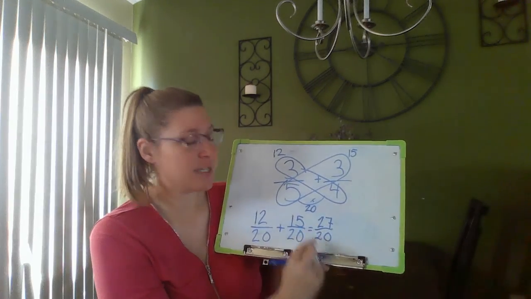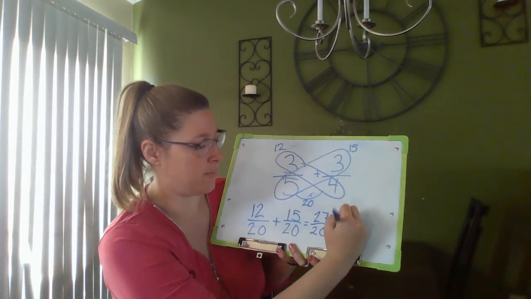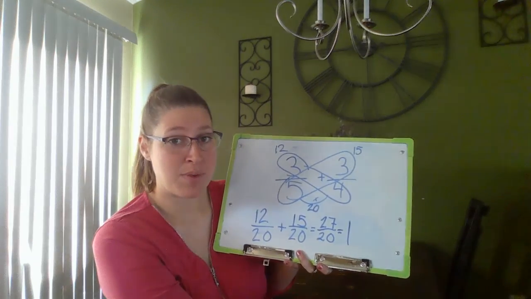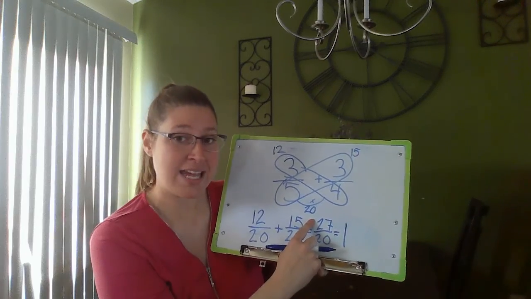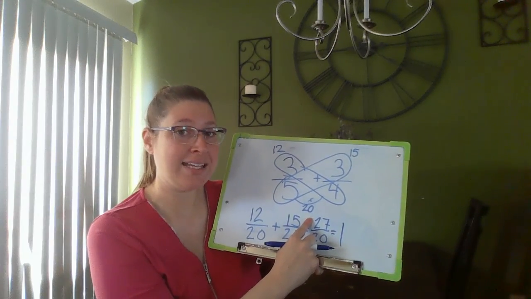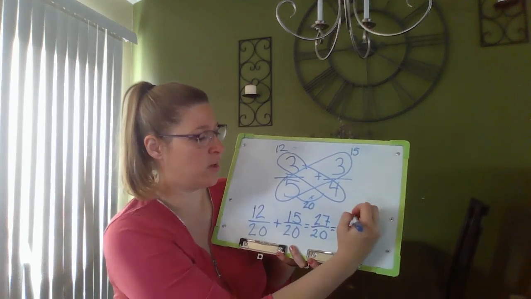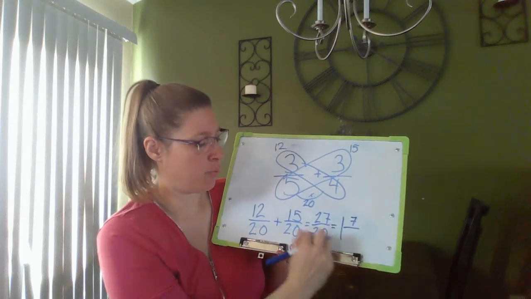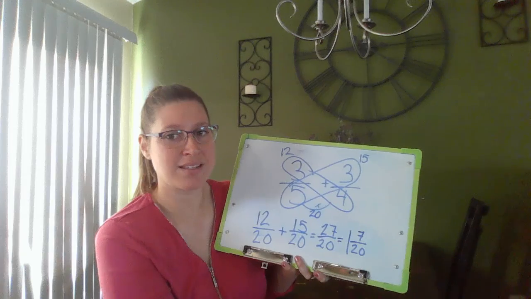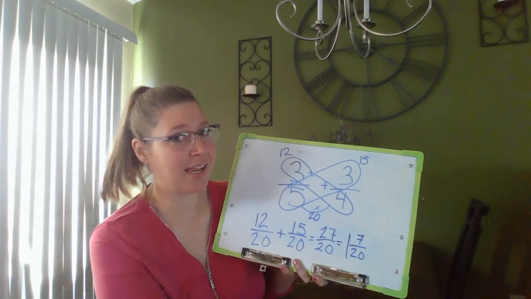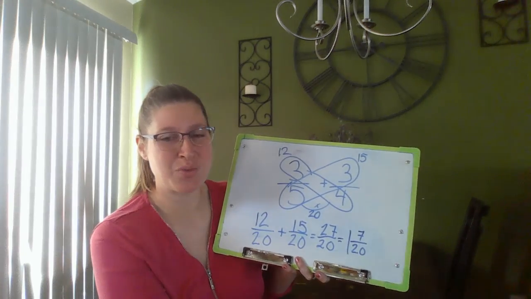So how many times can I take 20 out of 27? And I can take it out one time. That's going to be my whole number because I have a whole 20 20ths. Now, when I take 20 away from 27, I need to ask myself, what do I have left? So 27, take away 20, it's going to be 7. And then I bring over my denominator. So I have 1 and 7 20ths. 7's prime, and I cannot divide 20 by 7, so I am done. So the answer is 1 and 7 20ths.